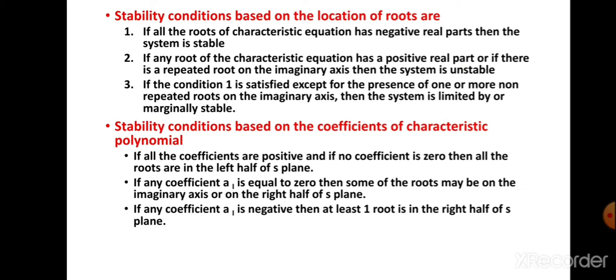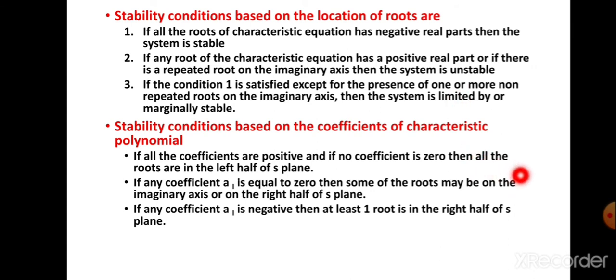So if all the coefficients are positive and there are no zero coefficients, then all the roots are in the left half of the S-plane. That means if this condition is satisfied, all the roots will be on the left of the S-plane. Left of the S-plane means, if you draw the imaginary axis like this, the left side is this side.